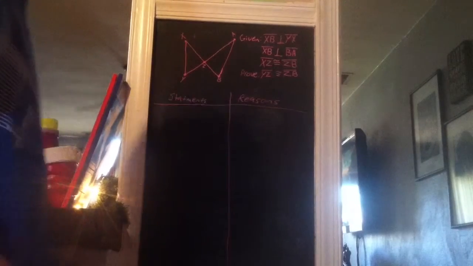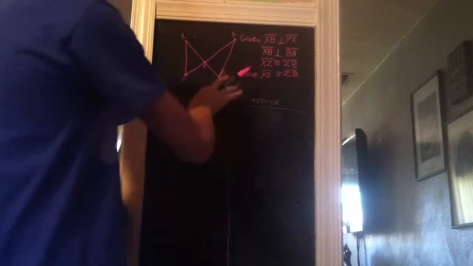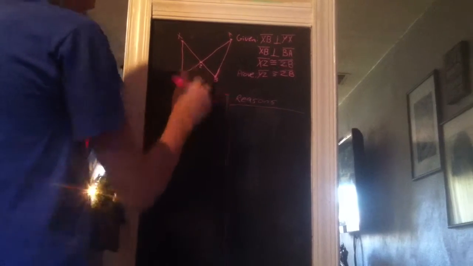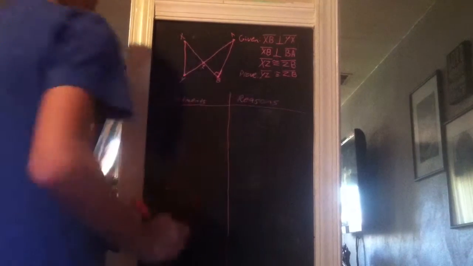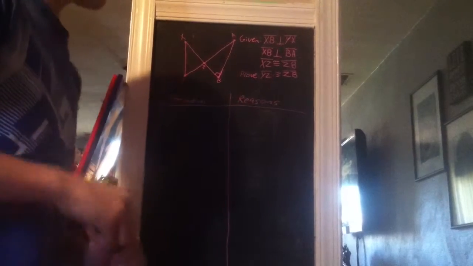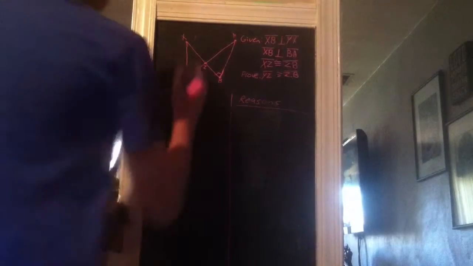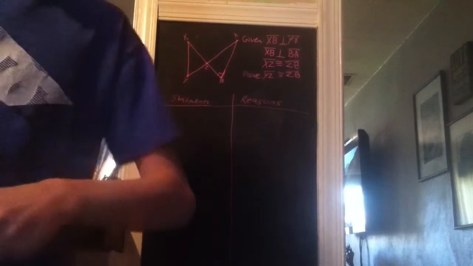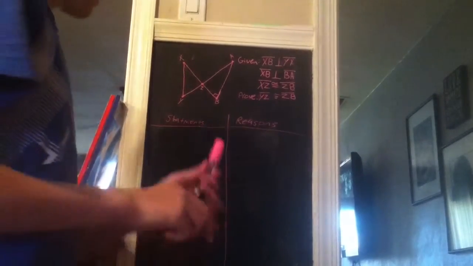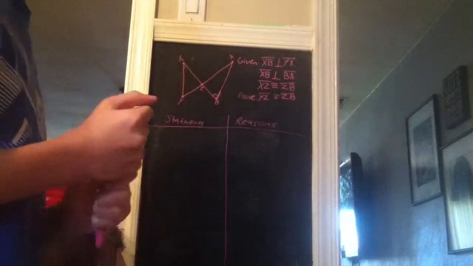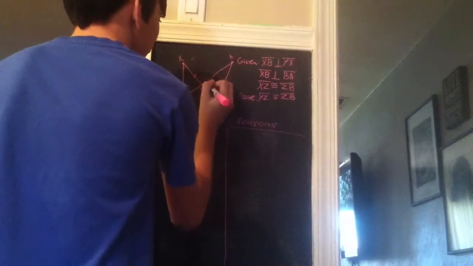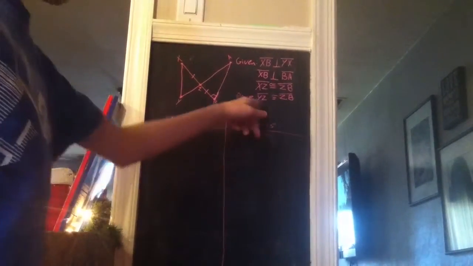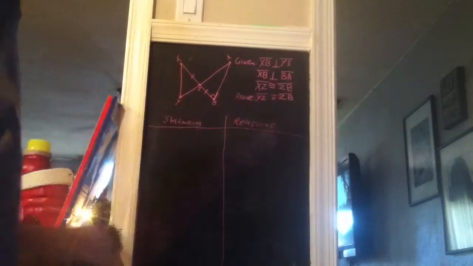Okay, I'll be solving this triangle proof using these given statements. XB is perpendicular to XY, which states that this angle B right here would be a right angle. And the statement XB is perpendicular to BA also states that angle X is also a right angle. Okay, using this statement, XZ is congruent to ZB, we can make these marks saying that they are congruent. And our ultimate goal is to prove YZ is congruent to ZB.